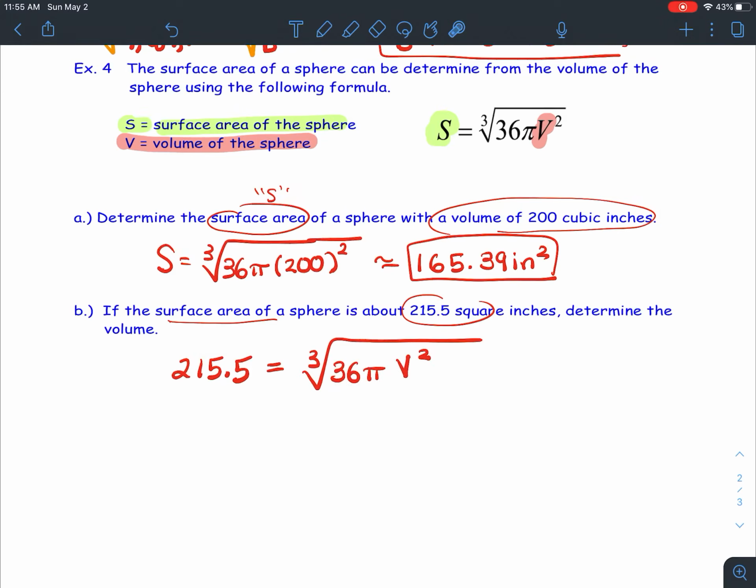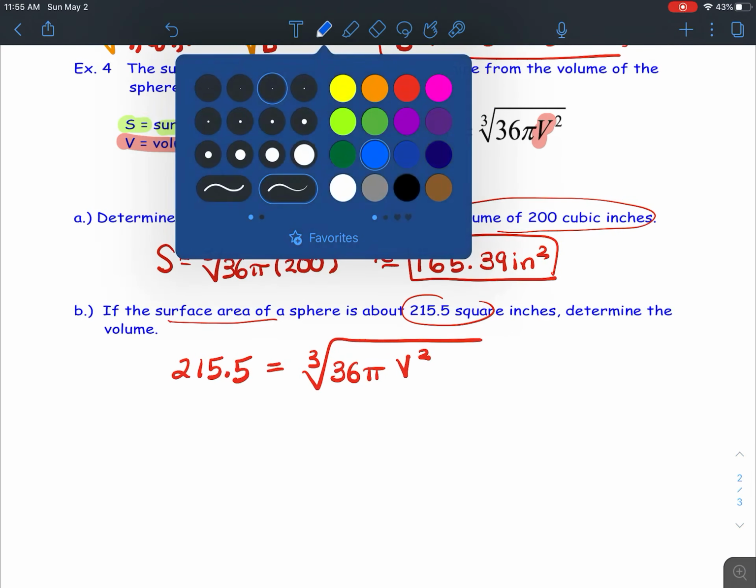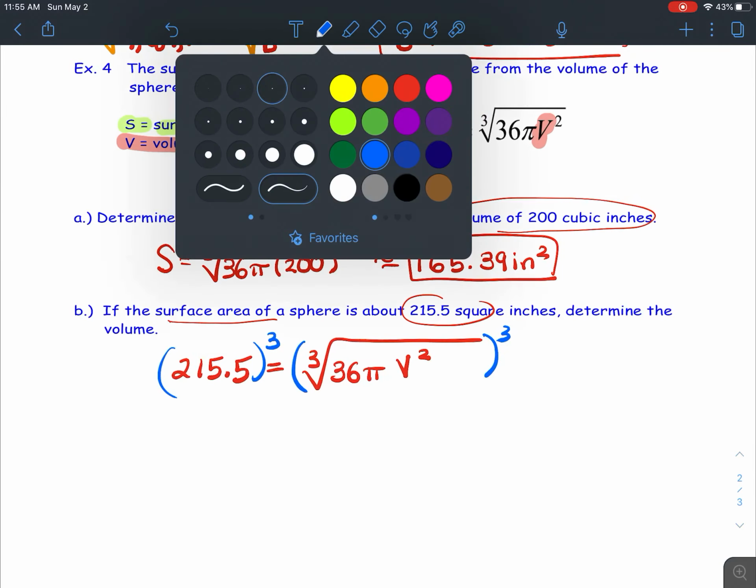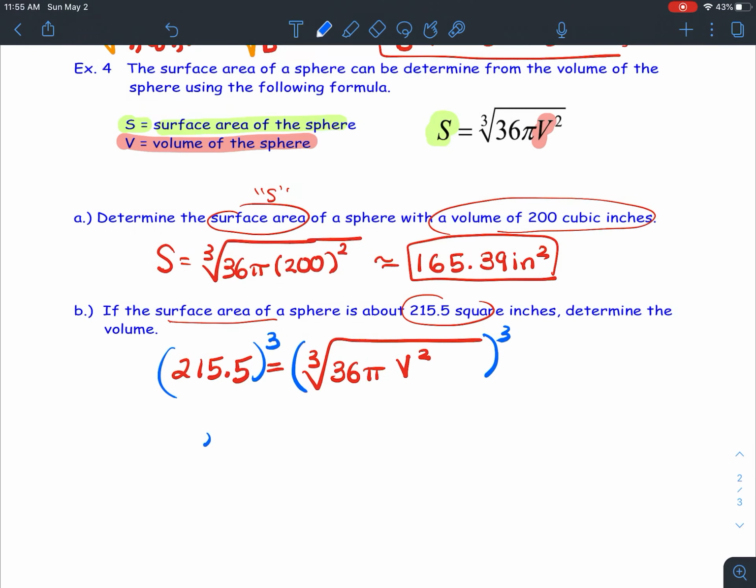So now we're going to try to peel things away to get this V by itself. The first thing we want to remove is this big cubic root symbol. So what you're going to do first, get that to cancel. You're going to take the cubic root of both sides. There's going to be a really big number on the left side here to start out with when you cube 215.5. So now I have 36 pi v squared.